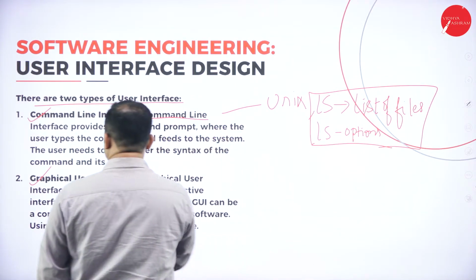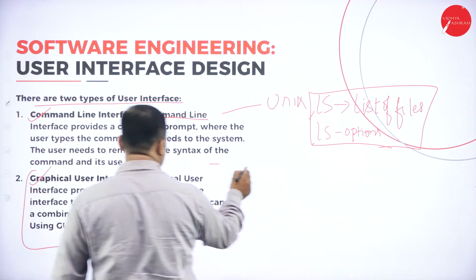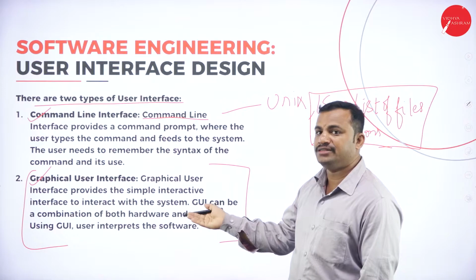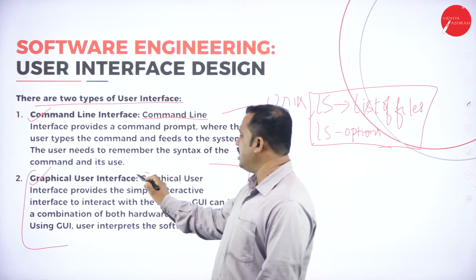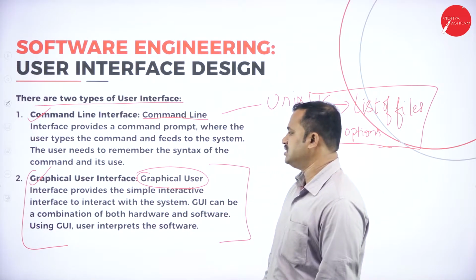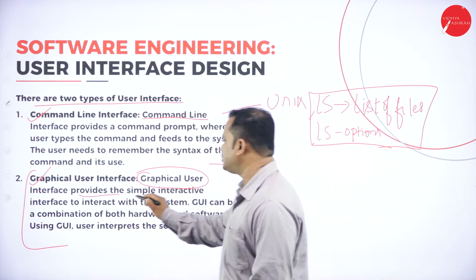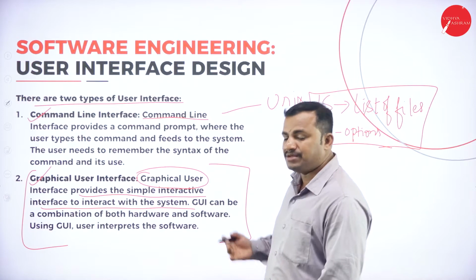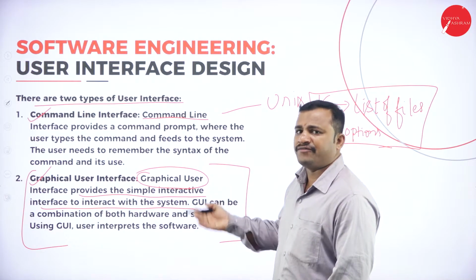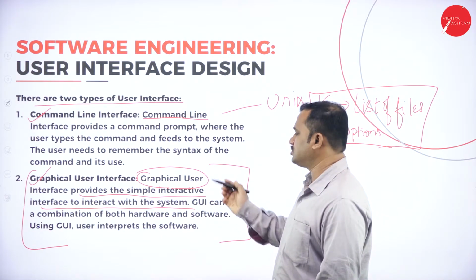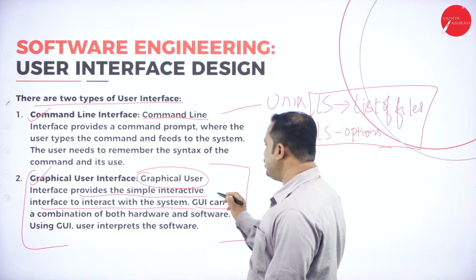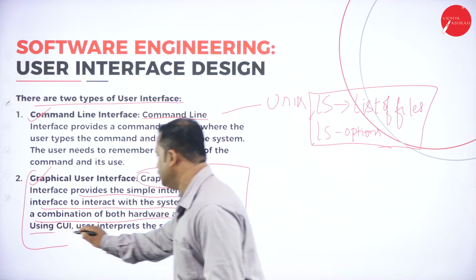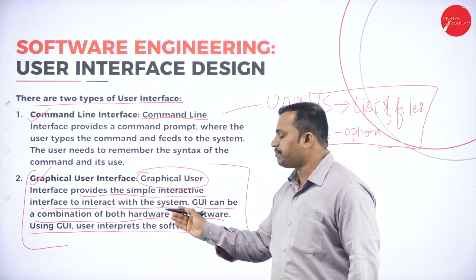So if that is the case, we have a graphical user interface in which almost all of the interpretations are done in the Windows operating system with the help of graphical user interface. The graphical interface provides the simple interactive interface to interact with the system. That means it is very simple, attractive, easy to use. All those are certain properties. Then GUI can be a combination of both hardware and software. Using GUI, user interprets the software.